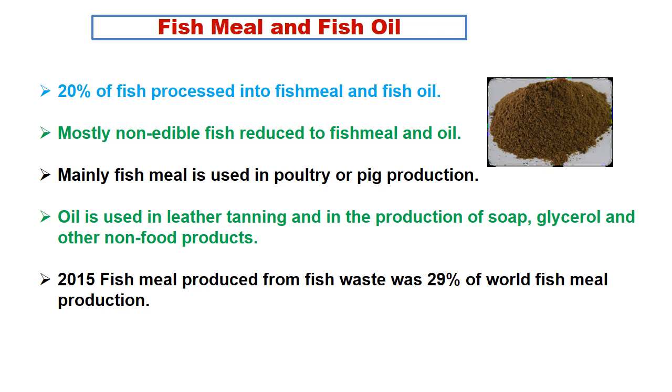And the oil, if it is prepared from good and healthy fish in a hygienic way, can be used as a human supplement. However, if it is from the non-edible category or from non-edible waste material, that is used in the tanning industry, that is leather tanning, or in soap, glycerol and other non-food products. So in 2015 data, it is shown that the total fish meal produced from fish waste is about 29% of the world fish meal production. That means much of the fish processing waste can also be processed into fish meal.